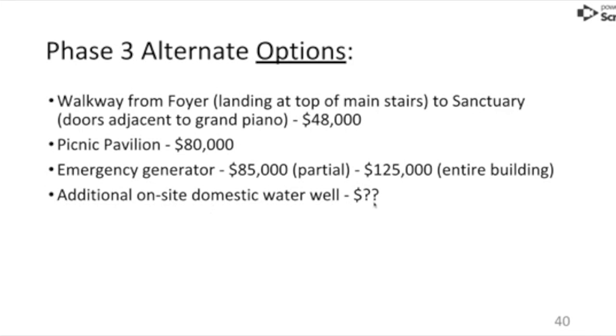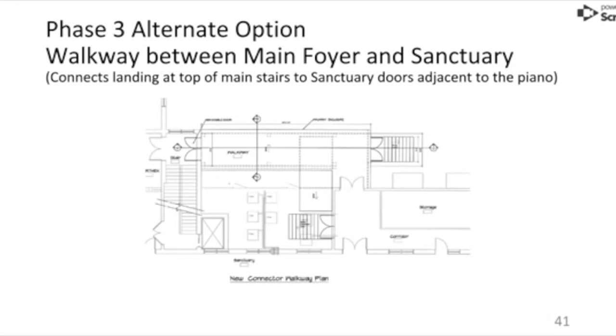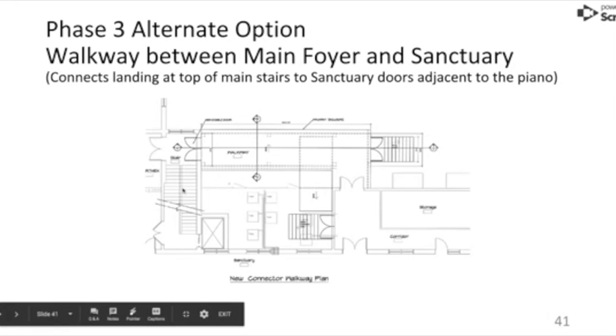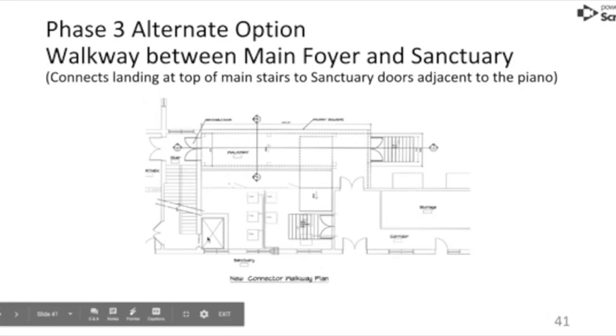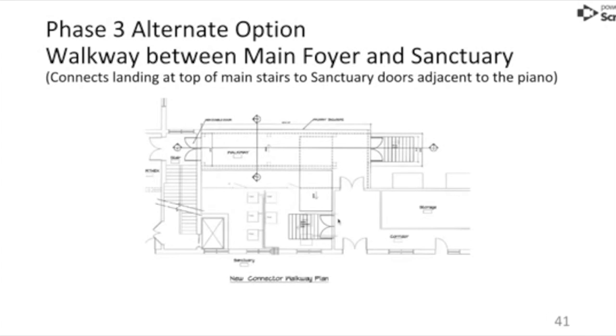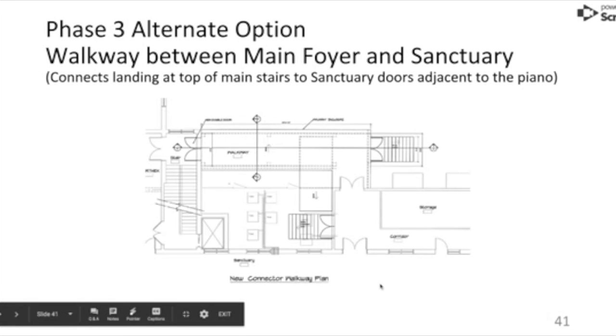And if we wanted to add an additional well for capacity, we don't have a price for that at this point. This walkway is interesting because this is the existing stair where you come up. Here's the elevator, and you come up this stair to get into the foyer next to the sanctuary. This line at the bottom is the outside wall of the sanctuary, which leads into this foyer and the storage room, which is just outside the piano area in the sanctuary.